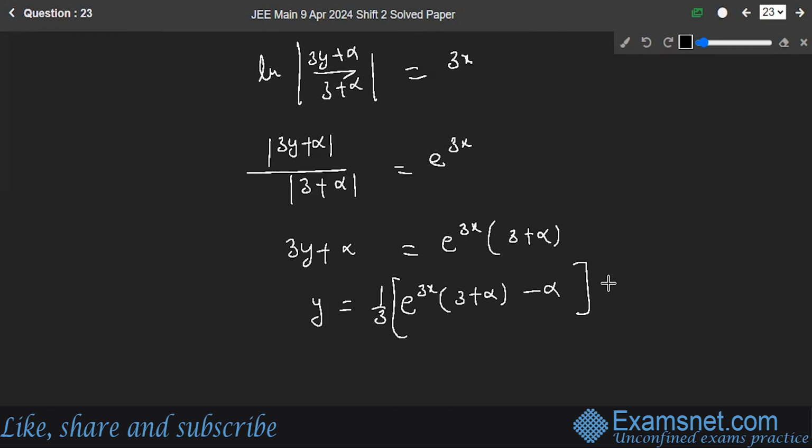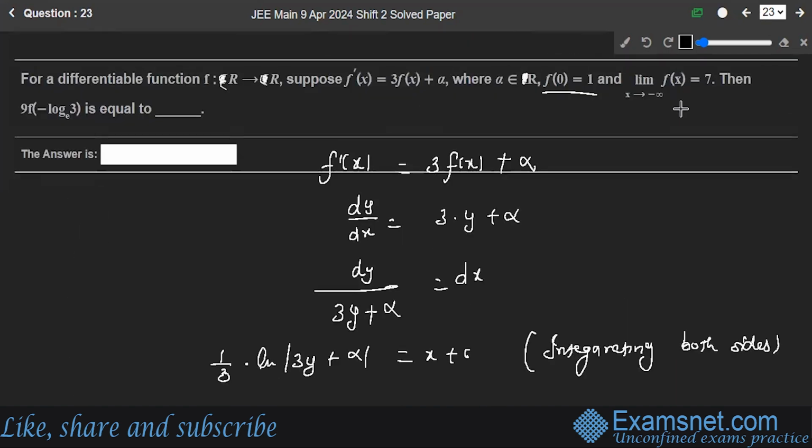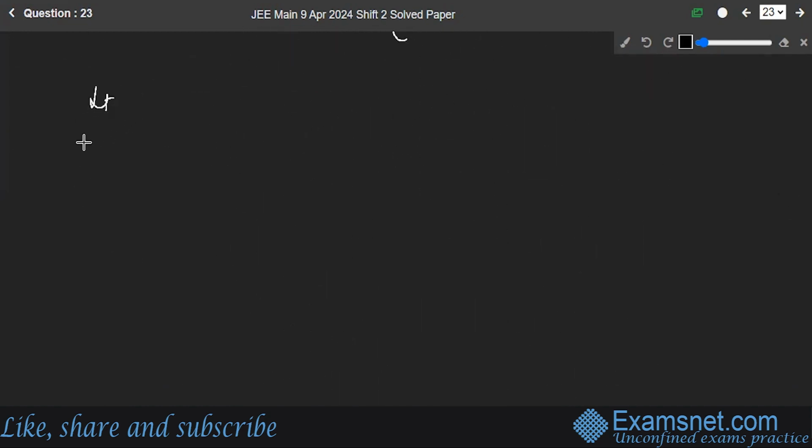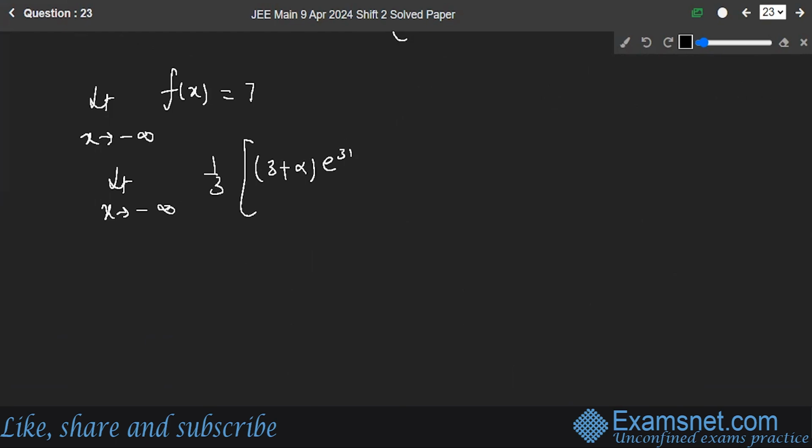Right? Now, this is y. You can write it as fx also. Correct? What do you have to find out in the question? You are given limit f of x for x approaching minus infinity is equal to 7. So this limit is equal to 7, and that gives 1 by 3 limit x approaching minus infinity of 3 plus alpha e power 3x minus alpha. This is equal to 7, and this will come out to be, because e power minus infinity is going to give you 0, so alpha becomes minus 21.